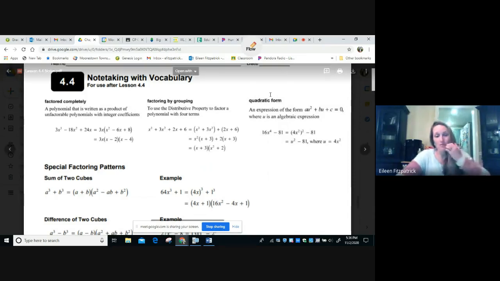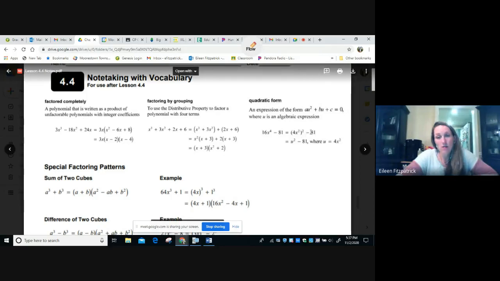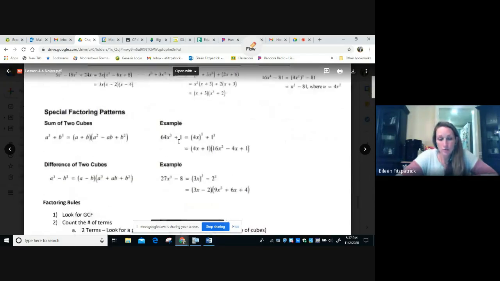All right, quadratic form, an expression of the form au squared plus bu plus c equals 0, where u is an algebraic expression. All right, so you can see an example here, 16x to the fourth minus 81 is equal to the quantity 4x squared, raised to the second, minus 81. It says equals u squared minus 81, where u is equal to 4x squared. And I'll explain that more when we get into some examples. We have 2 special factoring patterns as well. We have a sum of cubes and the difference of cubes. Okay, so we'll see factoring patterns such as those in these examples.